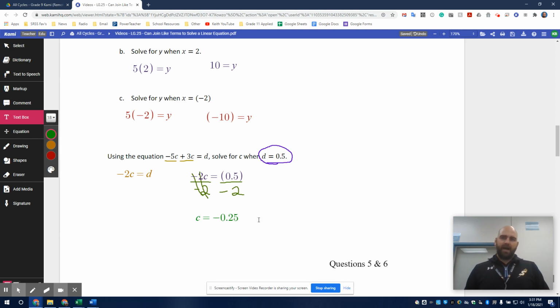Work on questions 5 and 6. I've given you an equation. All you need to do is simplify it and then plug in values of either x or y, or whatever variable I give you, to solve for the other one.